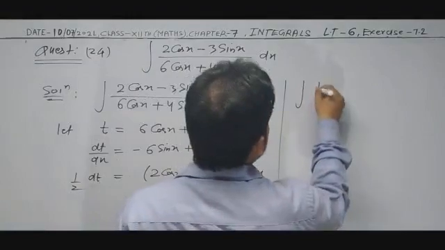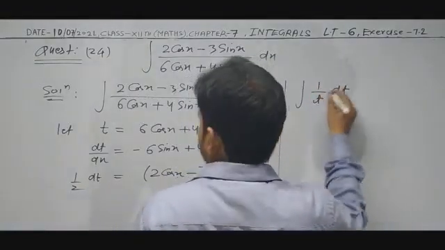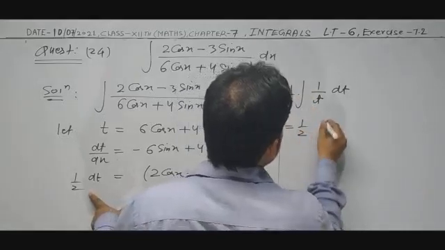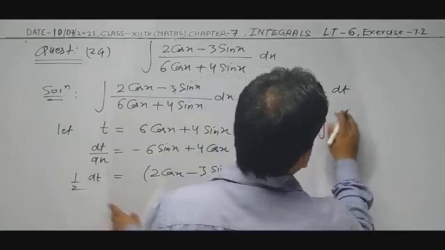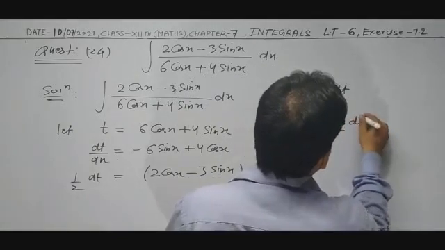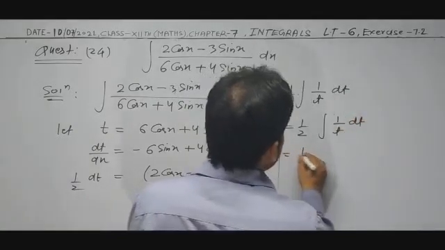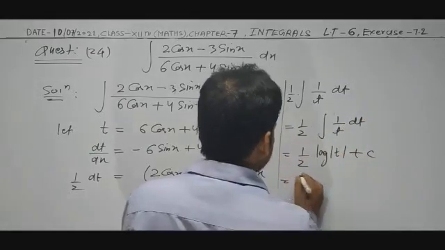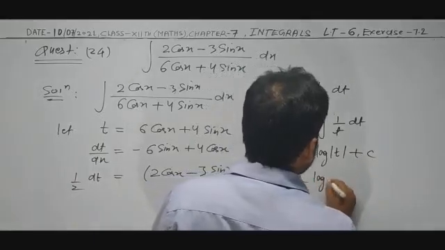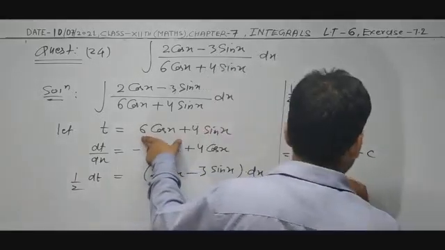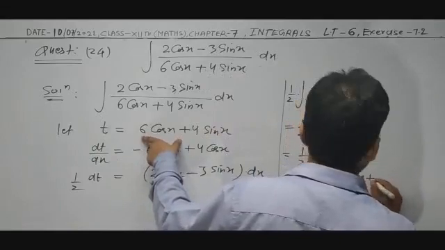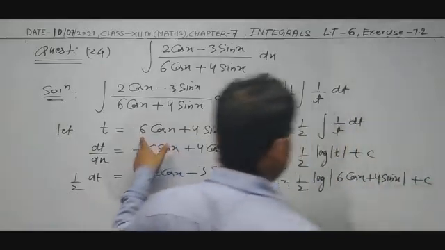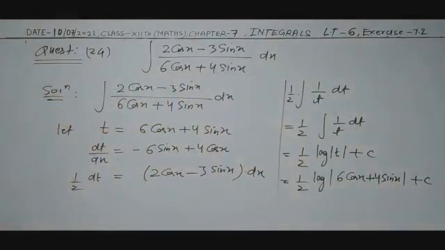So the integration converts to 1 by t dt with 1 by 2. So 1 by 2 integration of 1 by t dt. You can write 1 by 2 log of mod of t plus c. So 1 by 2 log of mod of t, and t is 6 times cos x plus 4 times sin x, and now plus c. So this is the answer.